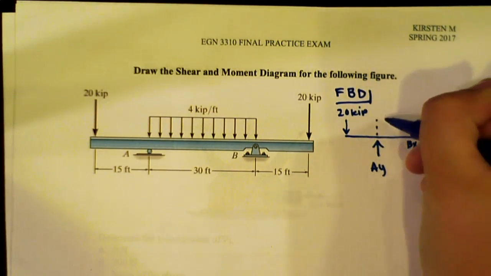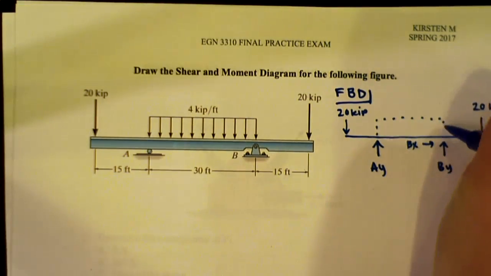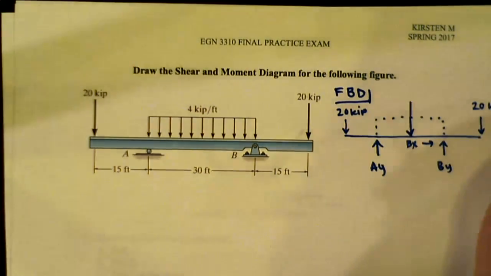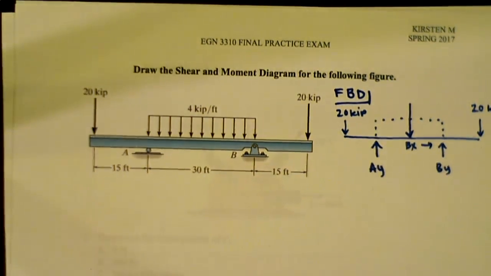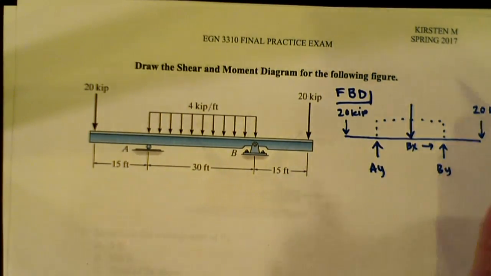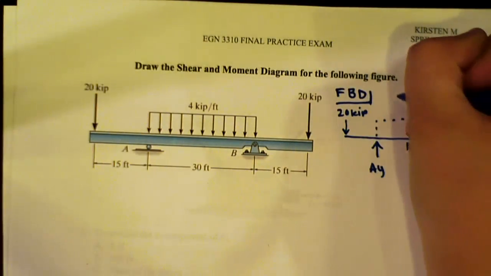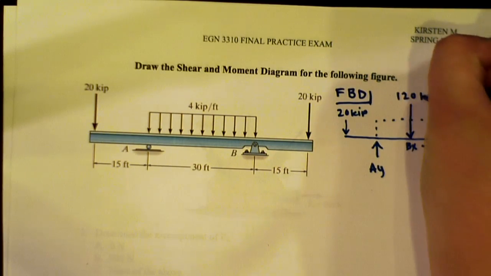And then last, we just have our distributed load, and we know it acts in the middle. And in order to find what our resultant force is from our distributed load, we just do our 4 kip per foot times our 30 feet, and that's going to give us 120 kips.